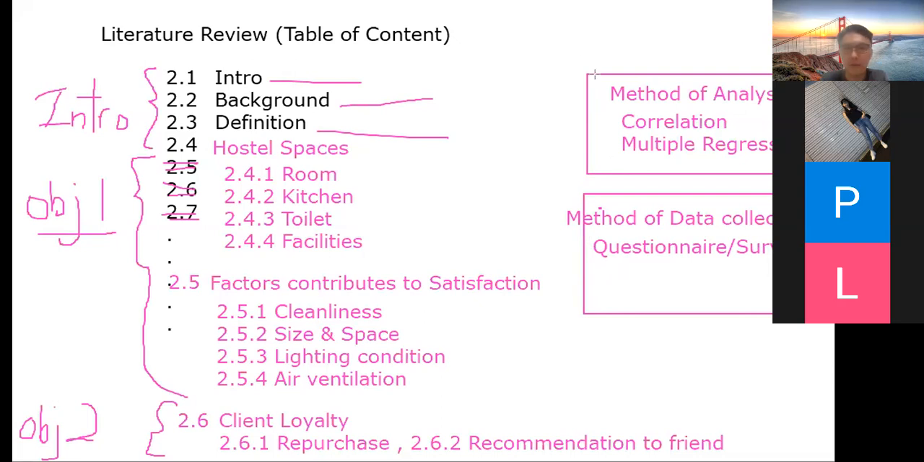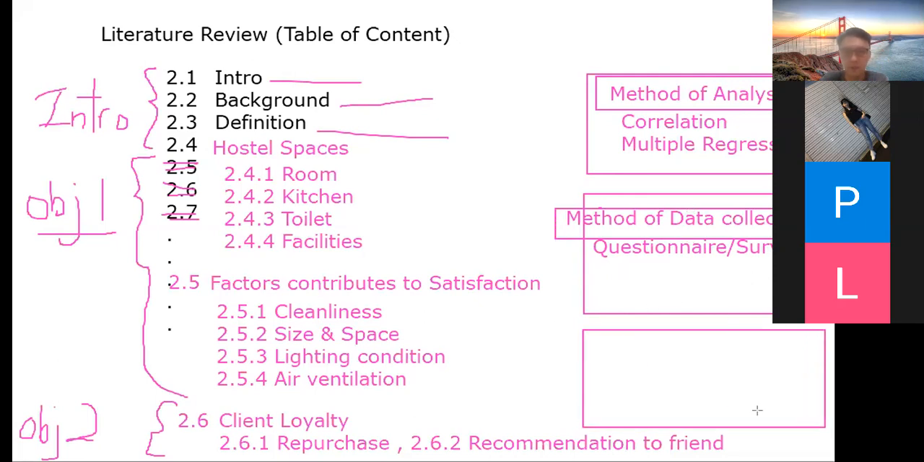Method of analysis is correlation and multiple regressions. Method of data collection is questionnaire and survey. Okay, one more thing, the third thing. I use graphs, right? I use a pie chart. Someone said bar chart just now, right?